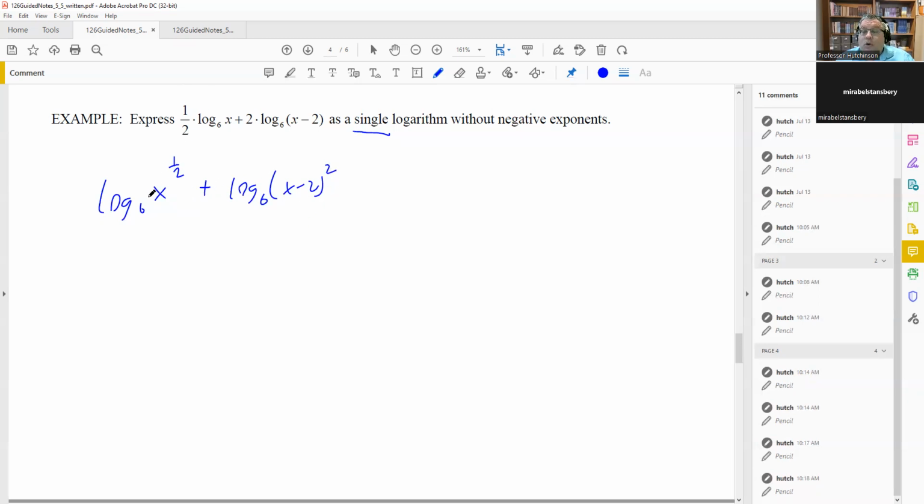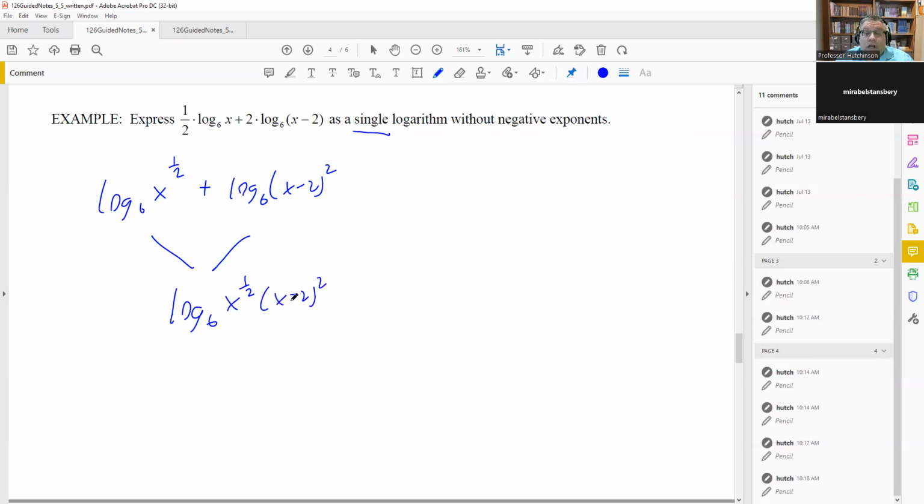The last step is we want to combine these 2 logs into a single log. Now the single log is going to have a base 6, just like the other 2. And then the plus turns into multiplication. Just the opposite. We're still using property number 5. We're just using it in reverse. We're saying the plus is going to turn into multiplication.